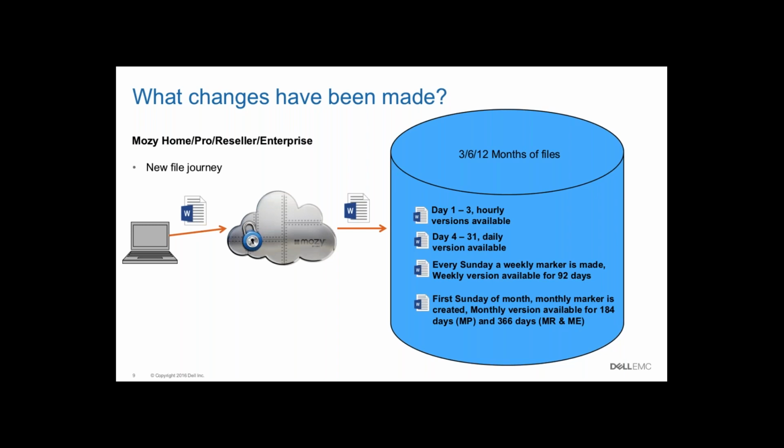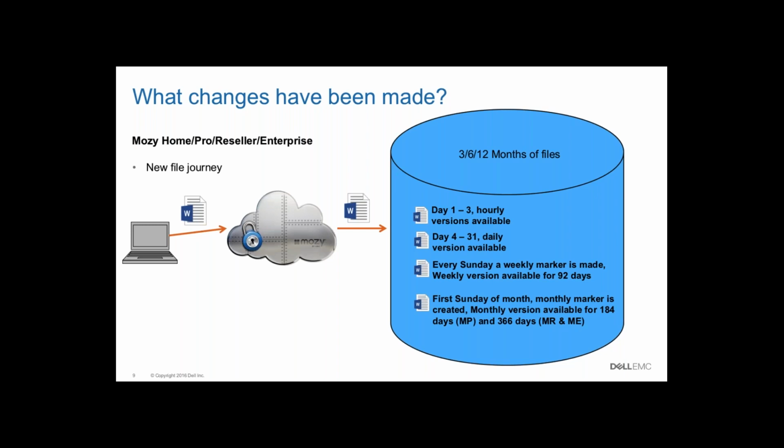So rather than being able to go back in and restore each one of the 12 versions, you will now have 30 days of restores. Going on beyond that, after 30 days, you will start getting weekly versions. Depending on your time zone, it will be either Saturday night or Sunday morning, we will put a weekly marker on a file. What will happen then is that you will have a weekly version of the file available.